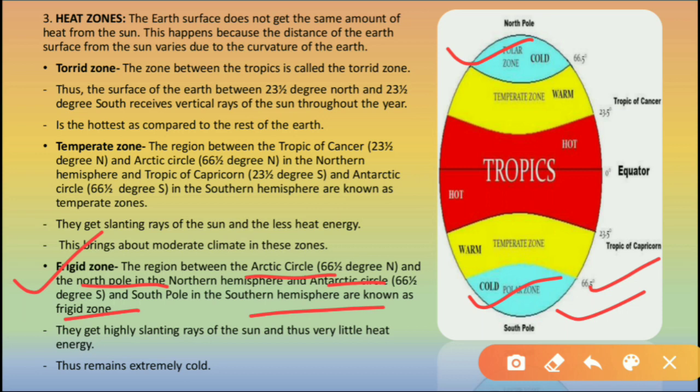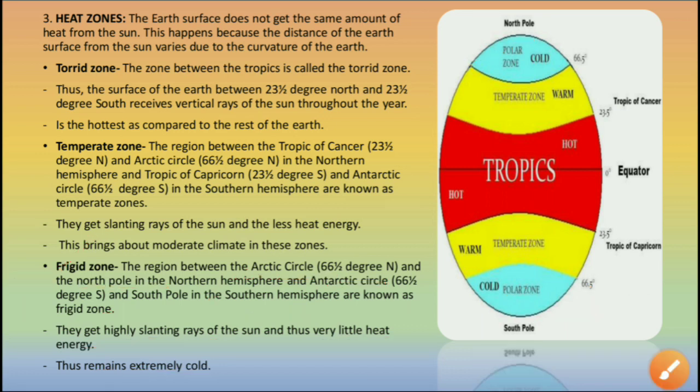Now see the explanation below. They get highly slanting rays of the sun and thus very little heat energy. Thus they remain extremely cold. So this region remains extremely cold. Why? Because they get highly slanting rays of the sun.